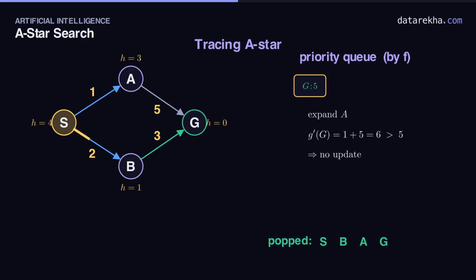Now G at 5 is the only thing left and the cheapest. Pop it. And this time it is the goal, so we stop. The path A* returns is S, B, G at cost 5, the genuinely cheapest route. The expansion order along the bottom, S, B, A, G, together with the return path and its cost, is the whole answer to any A* question.